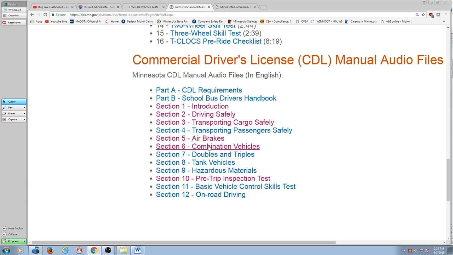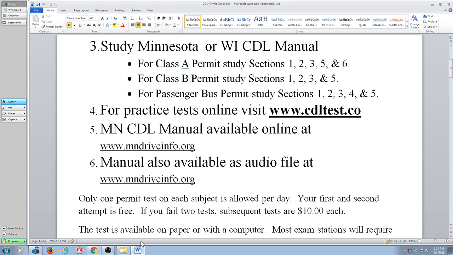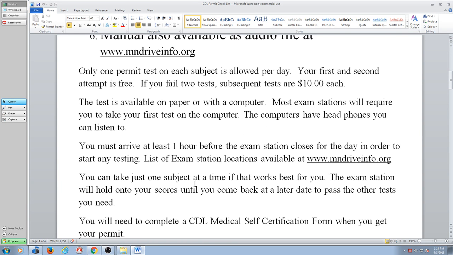Okay. All right. What we're doing is going over the handout that's in your folder there. One permit test on any one subject is allowed per day. Your first and second attempt at any one subject is free. If you fail two tests on any given subject, then they start charging you $10 for each subsequent visit. There's no limit in Minnesota to the number of written knowledge tests they'll let you take. They just keep collecting $10 for them, okay?